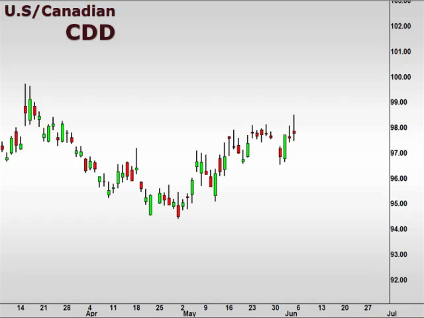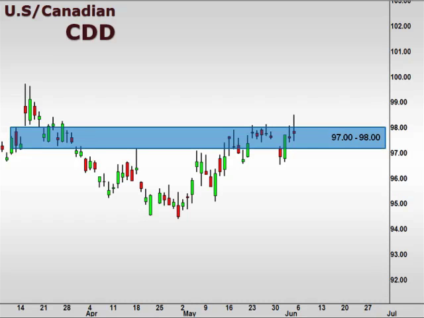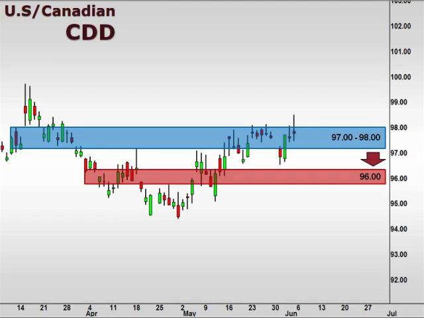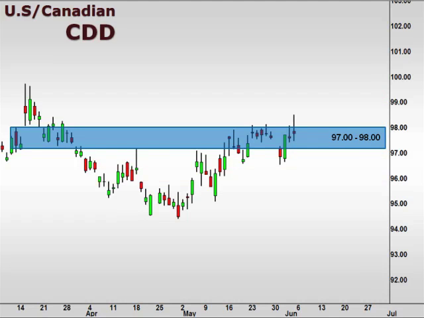Next up, the U.S. versus the Canadian dollar is seen here in the ISC FX Options Pair Value CDD. Well, the CDD dropped early last week, but once again finished Friday's trading session testing resistance at this 98 level. We need to see a break above 98 to signal a continuation higher. Failure to break above 98 lends credibility to a retest of this 96 support level.